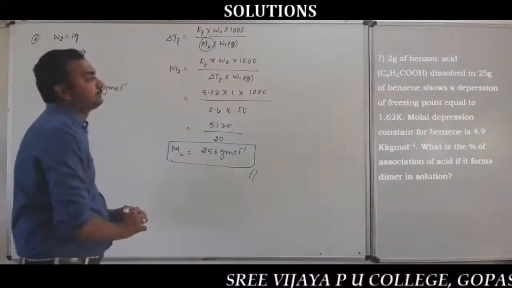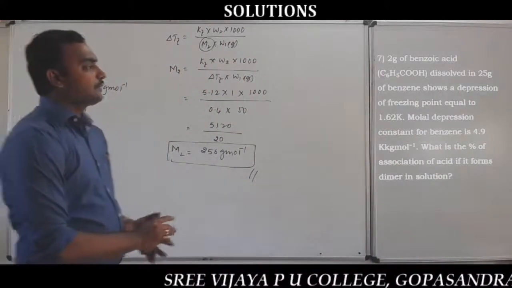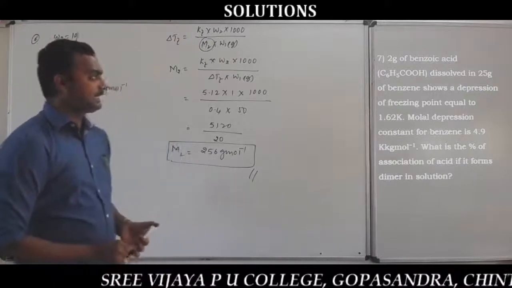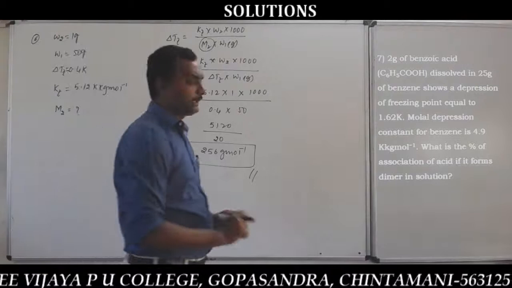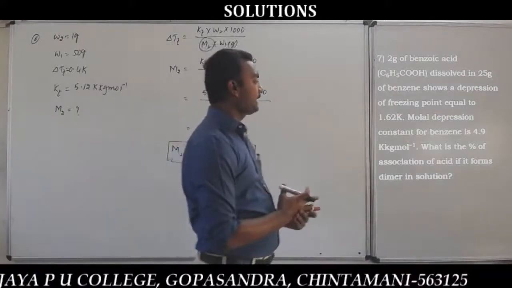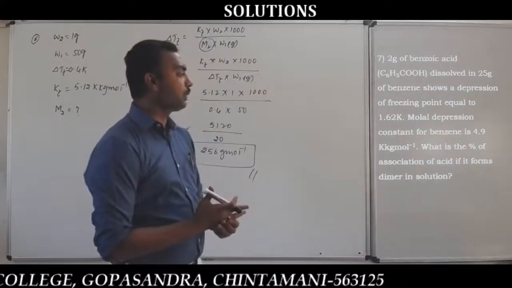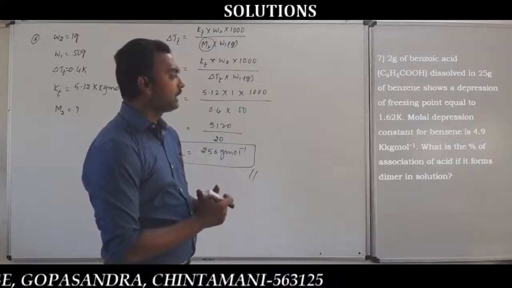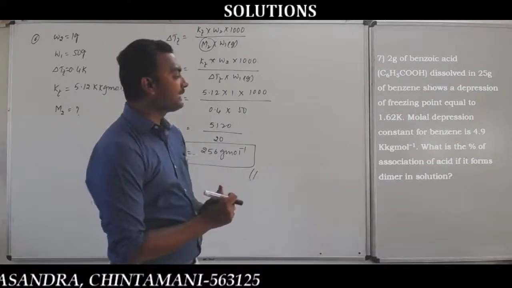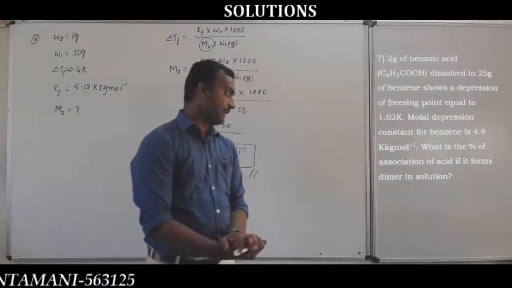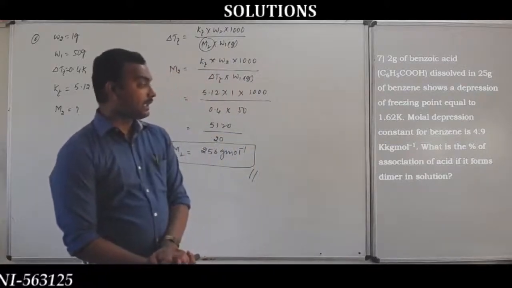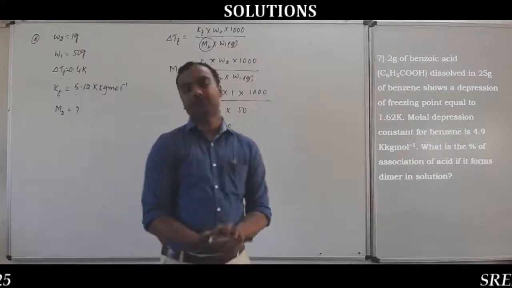7th. 2 gram of benzoic acid, that is C6H5COOH, dissolved in 25 gram of benzene, shows a depression of freezing point equal to 1.62 Kelvin. Again, molar depression constant for benzene is 4.9 Kelvin kg per mole. What is the percentage of association of acid if it forms dimer in the solution?